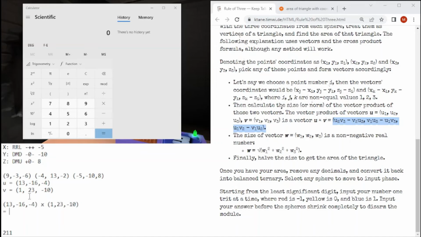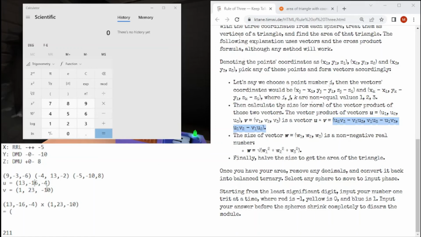So the formula for this is sort of easy to remember once you get the hang of it. Our answer to this is going to be a vector with 3 components. The first component is u2 v3 minus v2 u3. What that really means is the second thing in u times the third thing in v, and then minus the third thing in u times the second thing in v.